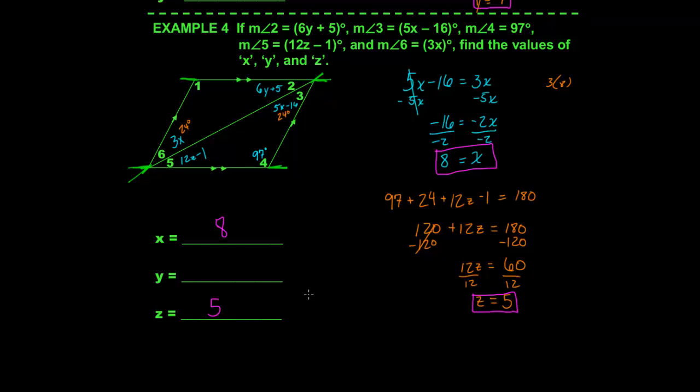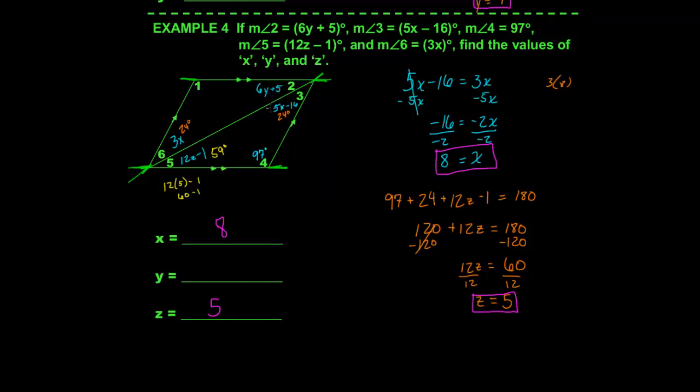All right, so if z equals 5, then I know the measure of this angle, which is 12z minus 1. Go ahead and grab another color here. We can say this is 12 times 5 minus 1. 60 minus 1, so the measure of this angle is 59 degrees. So now we're looking at our y. We have to determine our y.